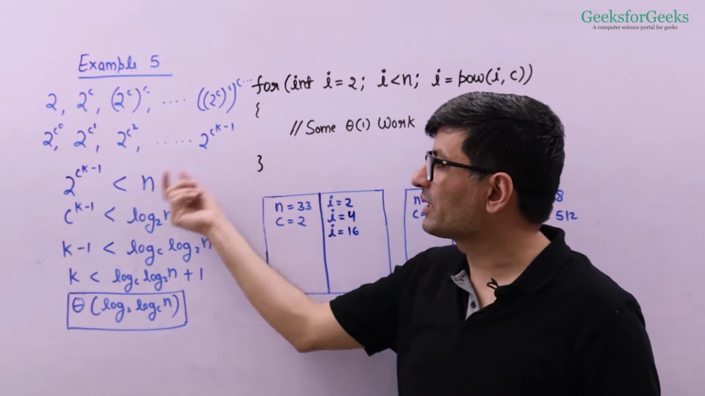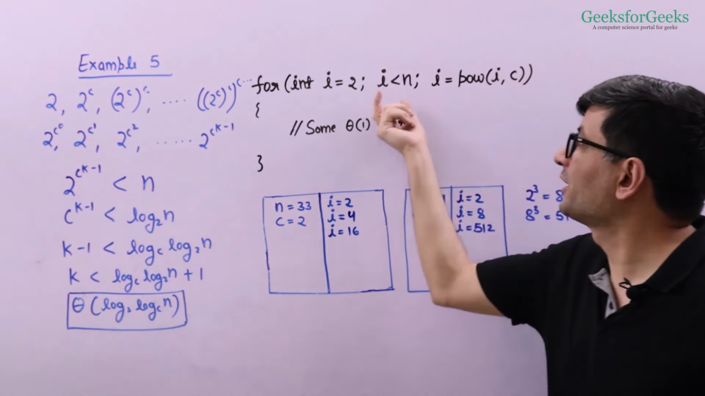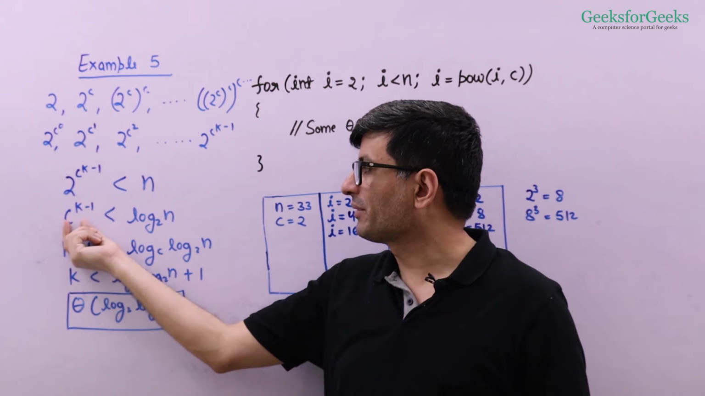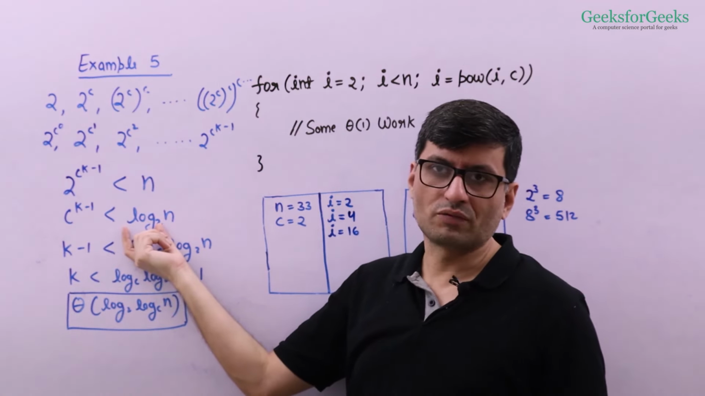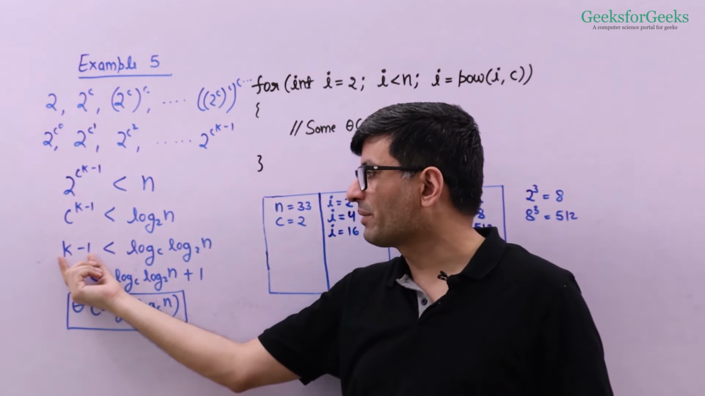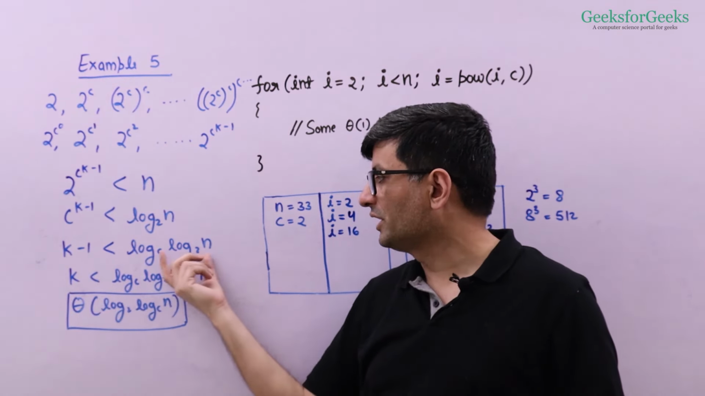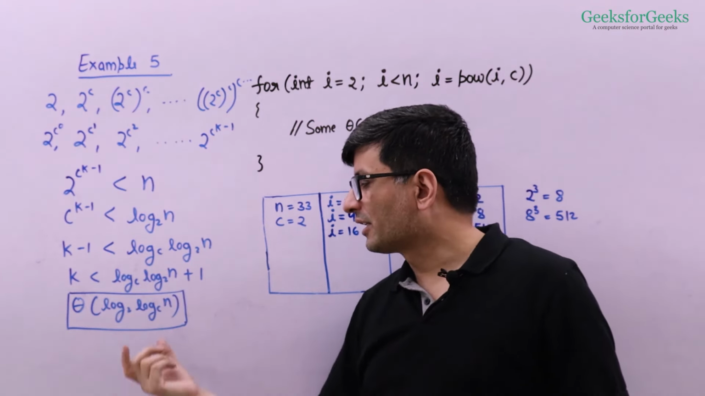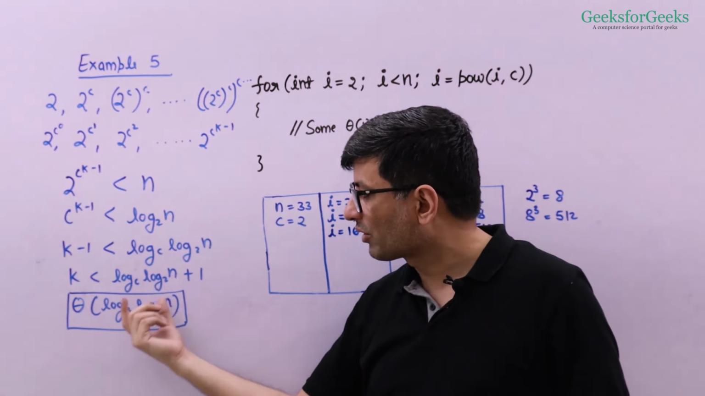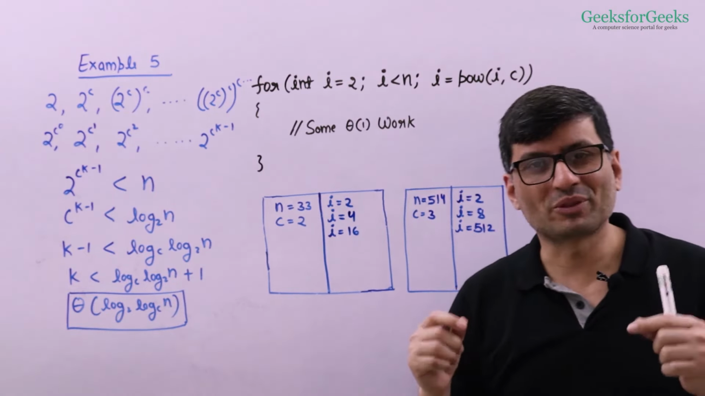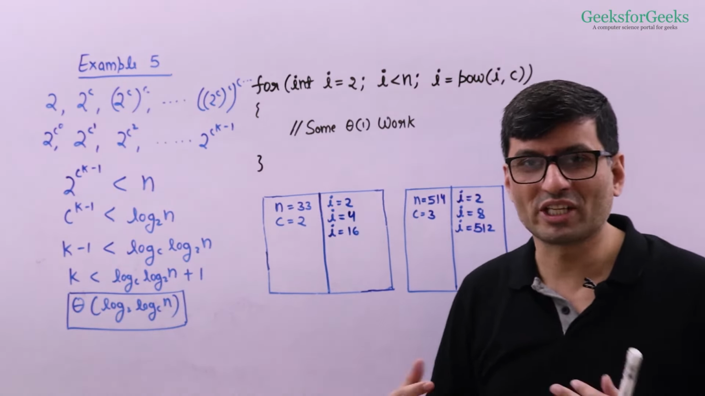Now this last term has to be smaller than n, right, from this condition. And if I take log on both sides, I can say c raised to the power k minus 1 is smaller than log of n. And if I take log again, I get k minus 1 is smaller than log base c of log n. Right, I move 1 to this side and get this expression, and this expression has clear order of growth as log log n. So it grows very slowly. It's almost like a constant.